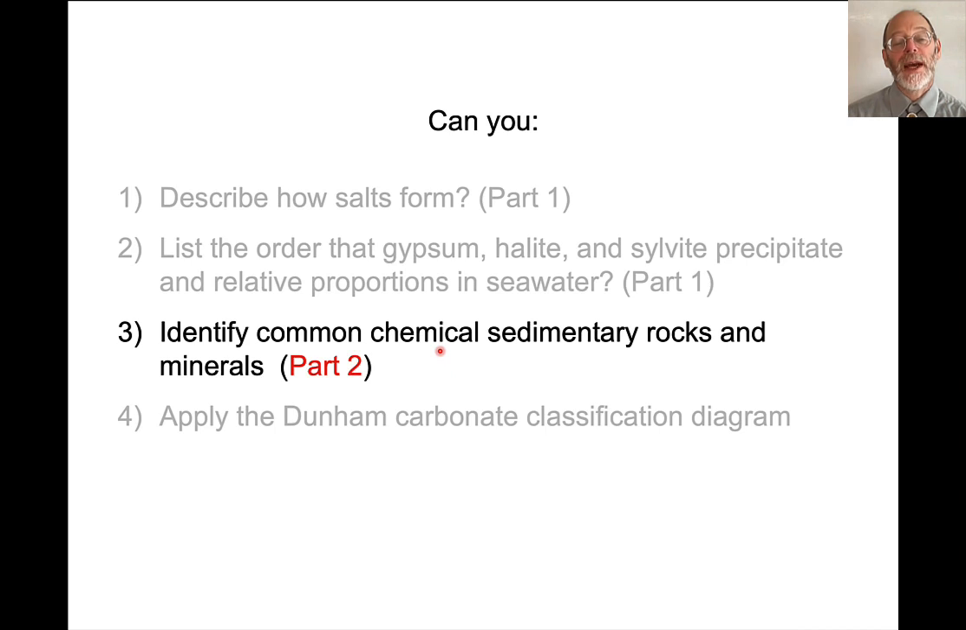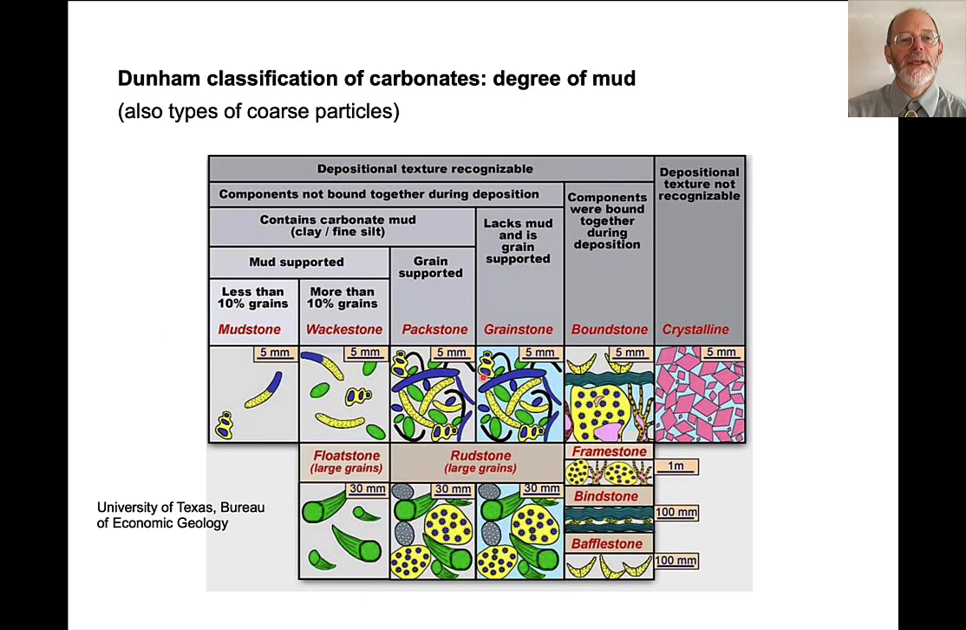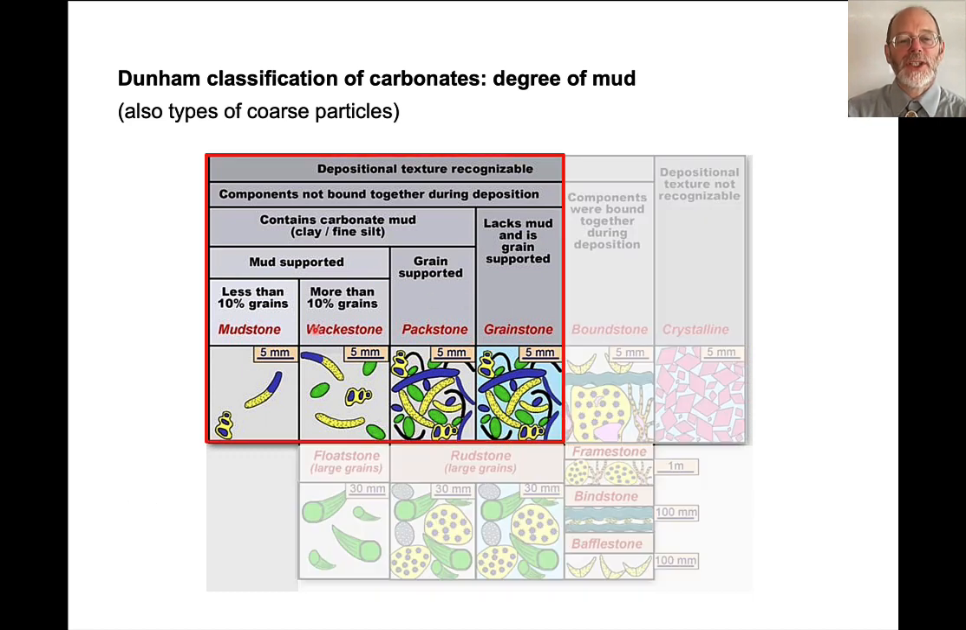Okay, so at this point I've covered the main chemical sedimentary rocks and their minerals. So let's finish up with the Dunham classification of carbonate rocks. The Dunham classification mainly focuses on the degree to which mud is present in a carbonate rock, and then what the coarse particles are and how they're held together. This diagram of the Dunham classification comes from a website at University of Texas Bureau of Economic Geology, and mostly I'm going to focus on this top section up here.